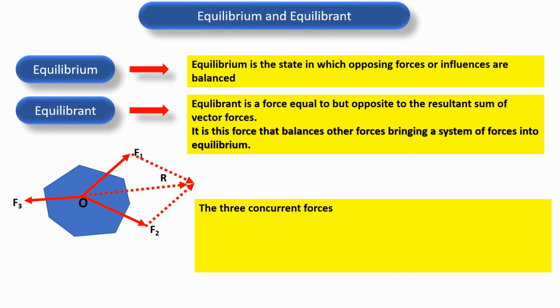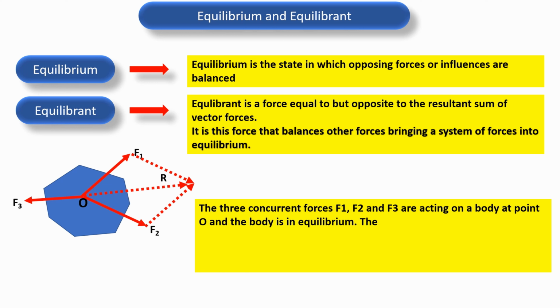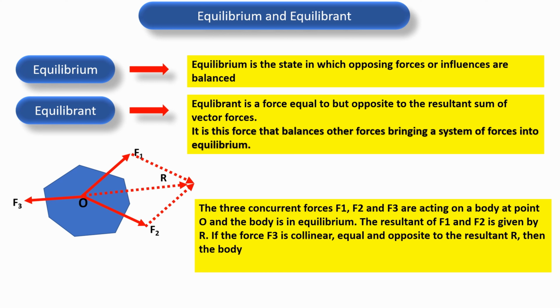Three concurrent forces F1, F2 and F3 are acting on a body at point O and the body is in equilibrium. The resultant of F1 and F2 is given by R. If the force F3 is collinear, equal and opposite to the resultant R, then the body will be in equilibrium. The force F3 which is equal and opposite to the resultant R is known as the equilibrant.